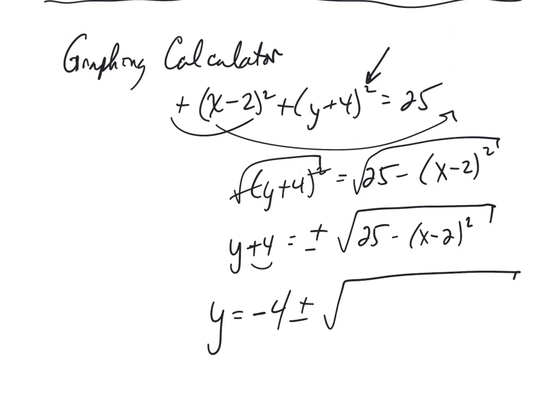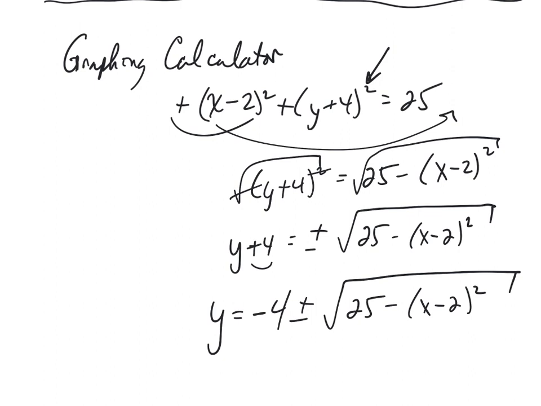And the equations are terrible looking. Kind of a mess. But the equations that we'd have to then put in are y equals negative 4 plus or minus the square root of 25 minus x minus 2 squared. And I think I may have forgotten to say the square root there. All right, but we'd have to enter that whole thing.